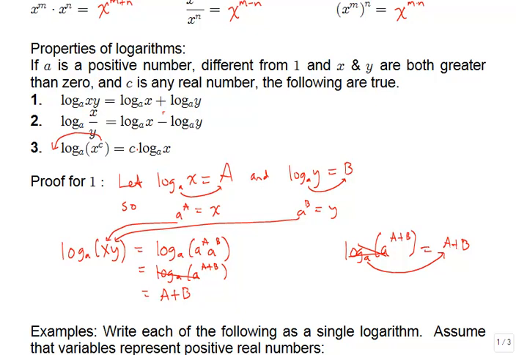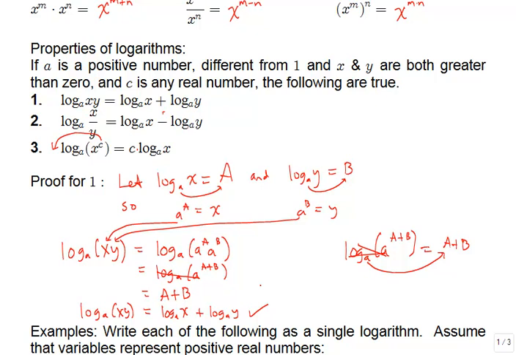So we have the right-hand side now equals capital A plus capital B, and what did capital A represent? Well, going back to the beginning, capital A is what we called log base a of x, and capital B was what we called log base a of y. So we just showed that log base a of the product is log base a of x plus log base a of y.